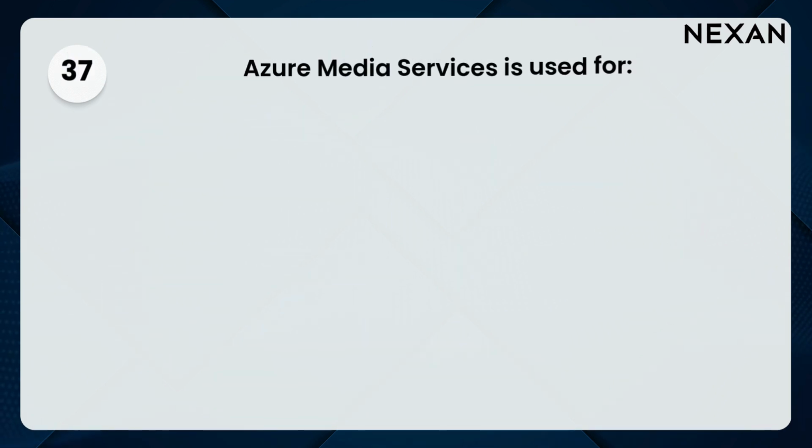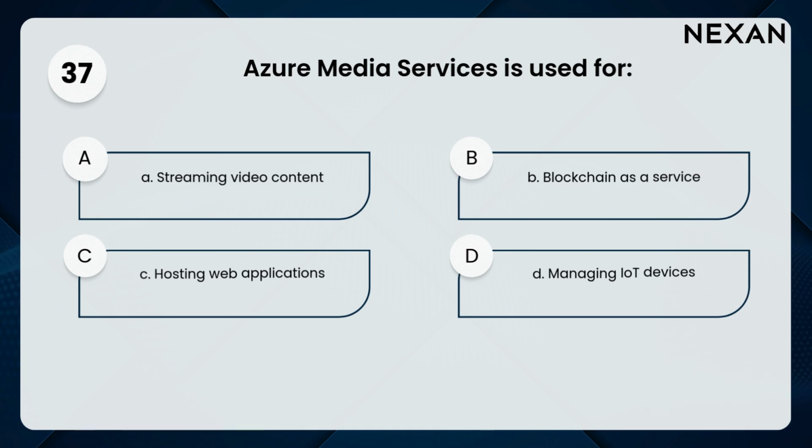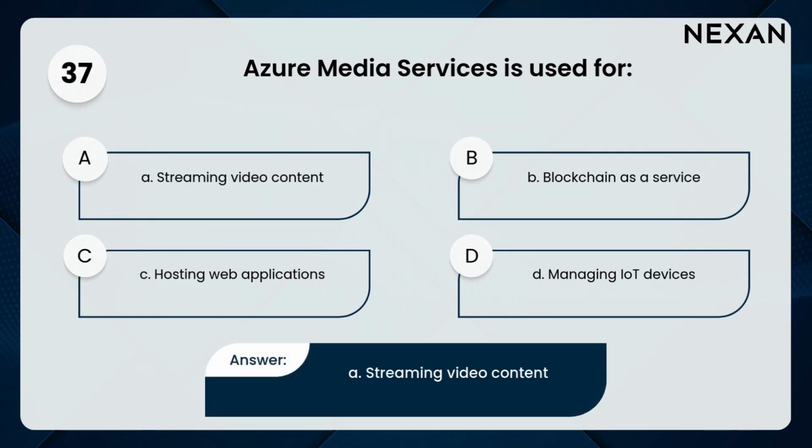37. Azure Media Services is used for A. Streaming video content, B. Blockchain as a service, C. Hosting web applications, D. Managing IoT devices. Answer: A. Streaming video content.